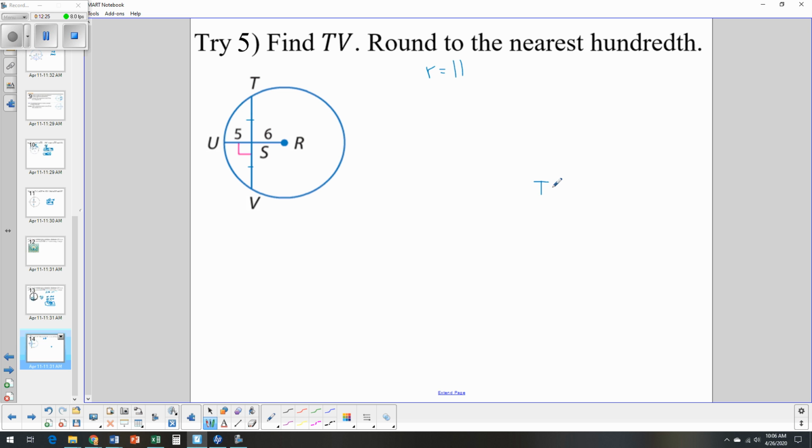All right, so we should have gotten TV, that entire length is 18.44. We would have had 9.22 as our x value after doing the Pythagorean theorem. The Pythagorean theorem would have been 11 squared equals x squared plus 6 squared. We get the square root of 85, which is 9.22, and then double it because each of these sections is 9.22. All right, that's it for this section.